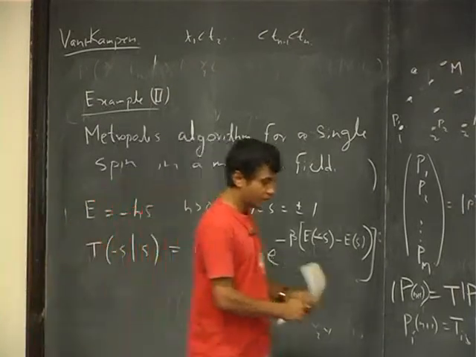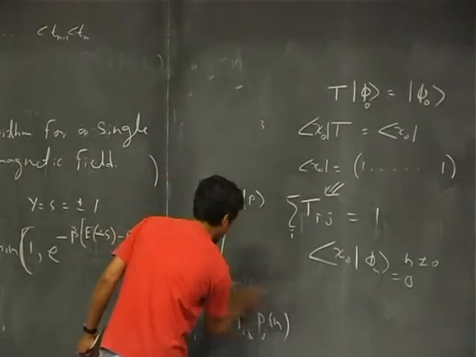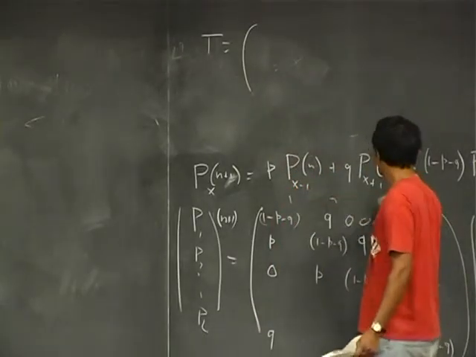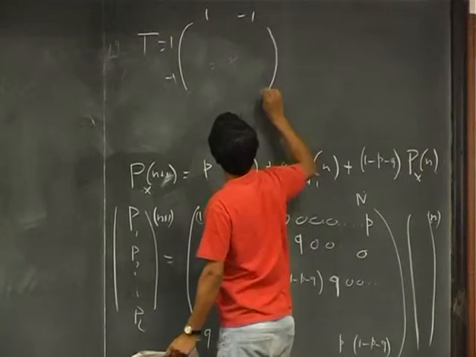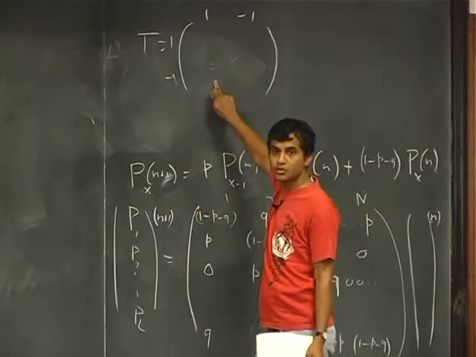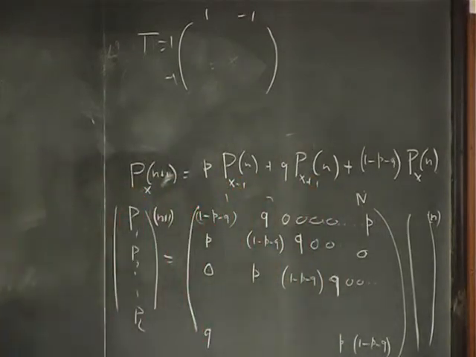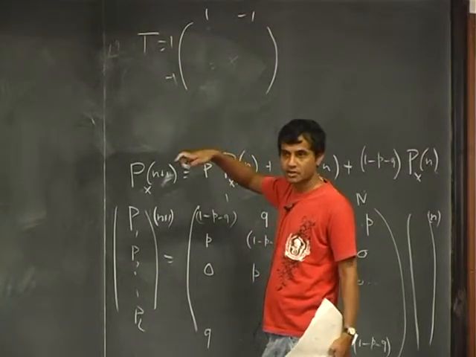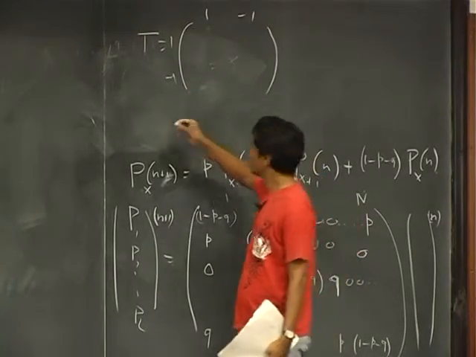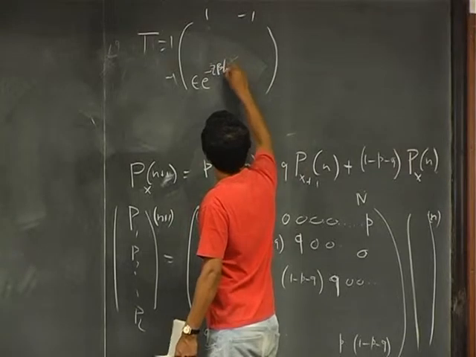Okay, so now you can write down this T matrix. Here the configuration was 1 to n, and here it's just 1 and minus 1. These are the allowed configurations. So what is the probability of transition from 1 to minus 1? Spin up is lower energy, right? So if you flip from 1 to minus 1, the energy increases. Therefore the probability should be epsilon times e to the power minus 2 beta h, right?